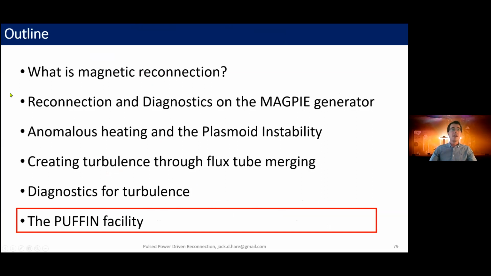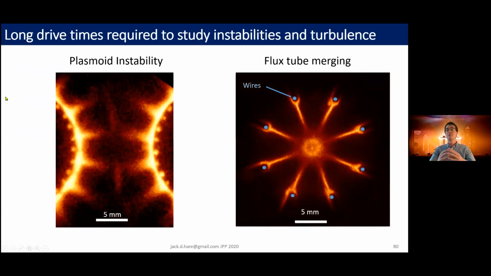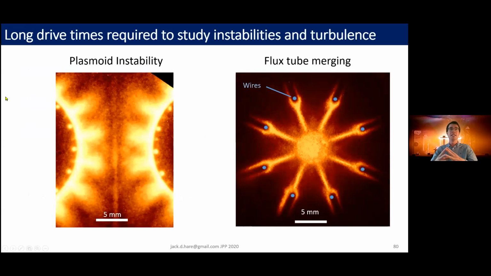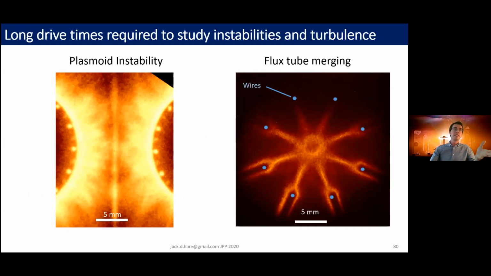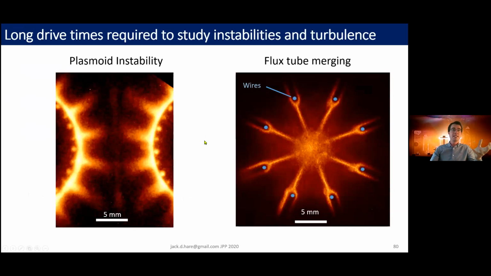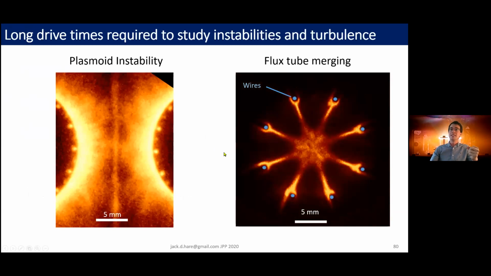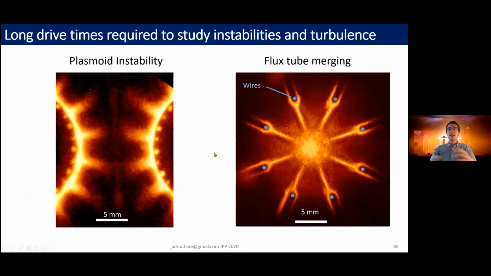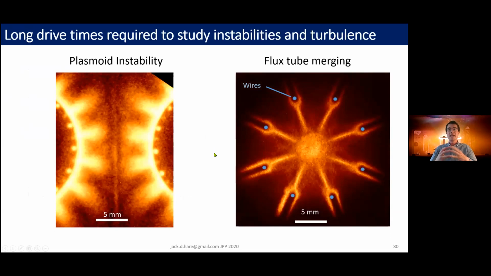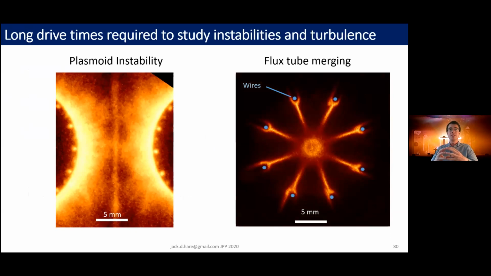So finally now, I'm going to talk about Puffin, which is a new pulse power facility that I'll be building at MIT next year. And I want to motivate it by looking at some of the experiments that I discussed earlier in this talk. These experiments include the development of the plasmoid instability within the reconnection layer, and also the flux tube merging, which generated this turbulent column of plasma. And in both cases, these instabilities and turbulence took time to develop.